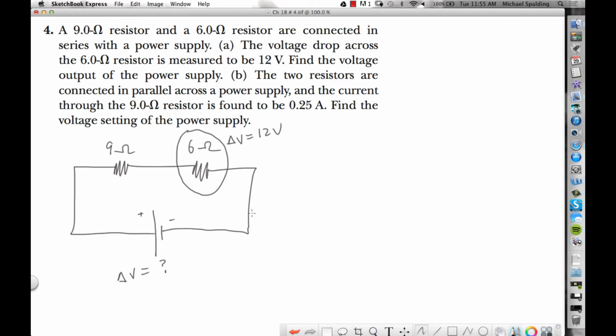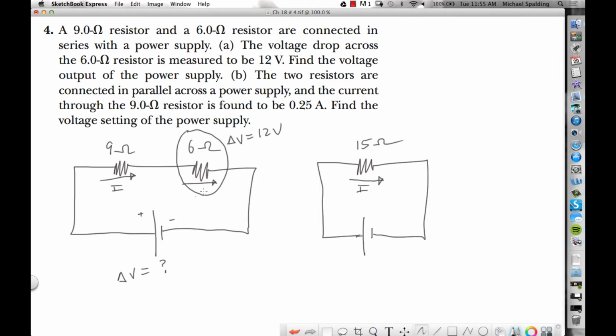Well, let's start by doing a simplified picture, because we're going to need one. A 6 and a 9 in series is going to simplify to a 15, right? And then the current in here is the same as the current over here, right? So the currents are all the same. The current out of the battery is the same on the left as it is on the right, and there's no branching.